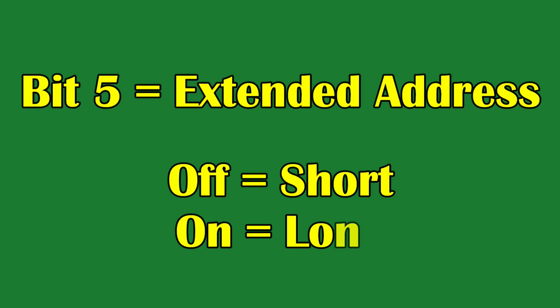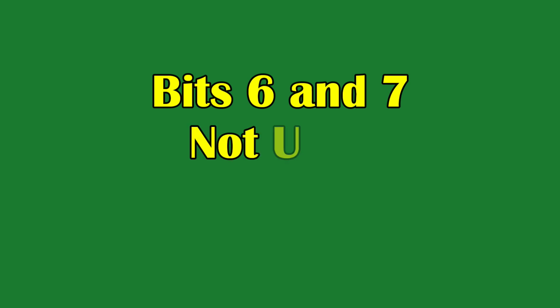Bit 5 is the extended address. Off is short, on is long. Most decoders will come with the short as a default because they are set to address 3. However, when you program your chips using most good DCC systems and you decide that you're going to use a longer address, the DCC system will sort that out for you, so you don't necessarily have to go into CV29 and change it. Bits 6 and 7 are currently not used by CV29 and therefore are off.